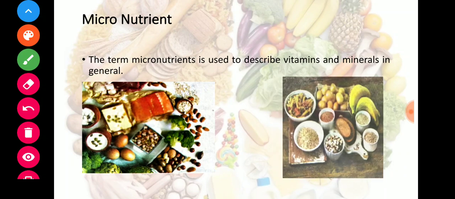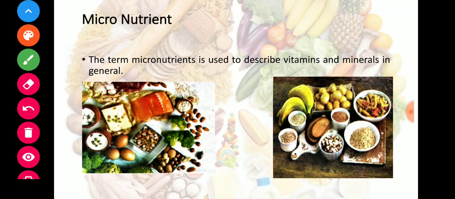Here we can see in this picture that so many foods, vegetables, whole grains, fruits, animal products are there in the group of micronutrient foods. But why is it called micro? Because whatever diet we take, the nutrients our body absorbs are in very small amounts, and that is sufficient for the body.